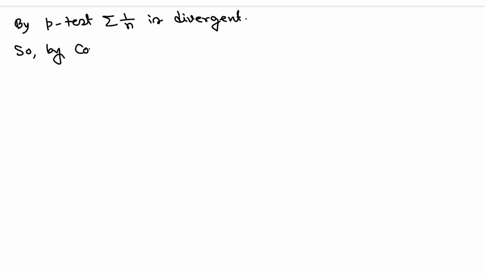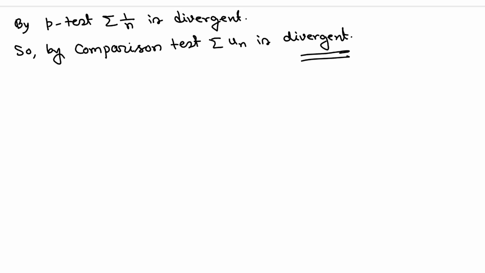So by the p-test, summation 1 by n is divergent. So by the comparison test, summation un is divergent. In this way you can solve this type of problem using the comparison test.